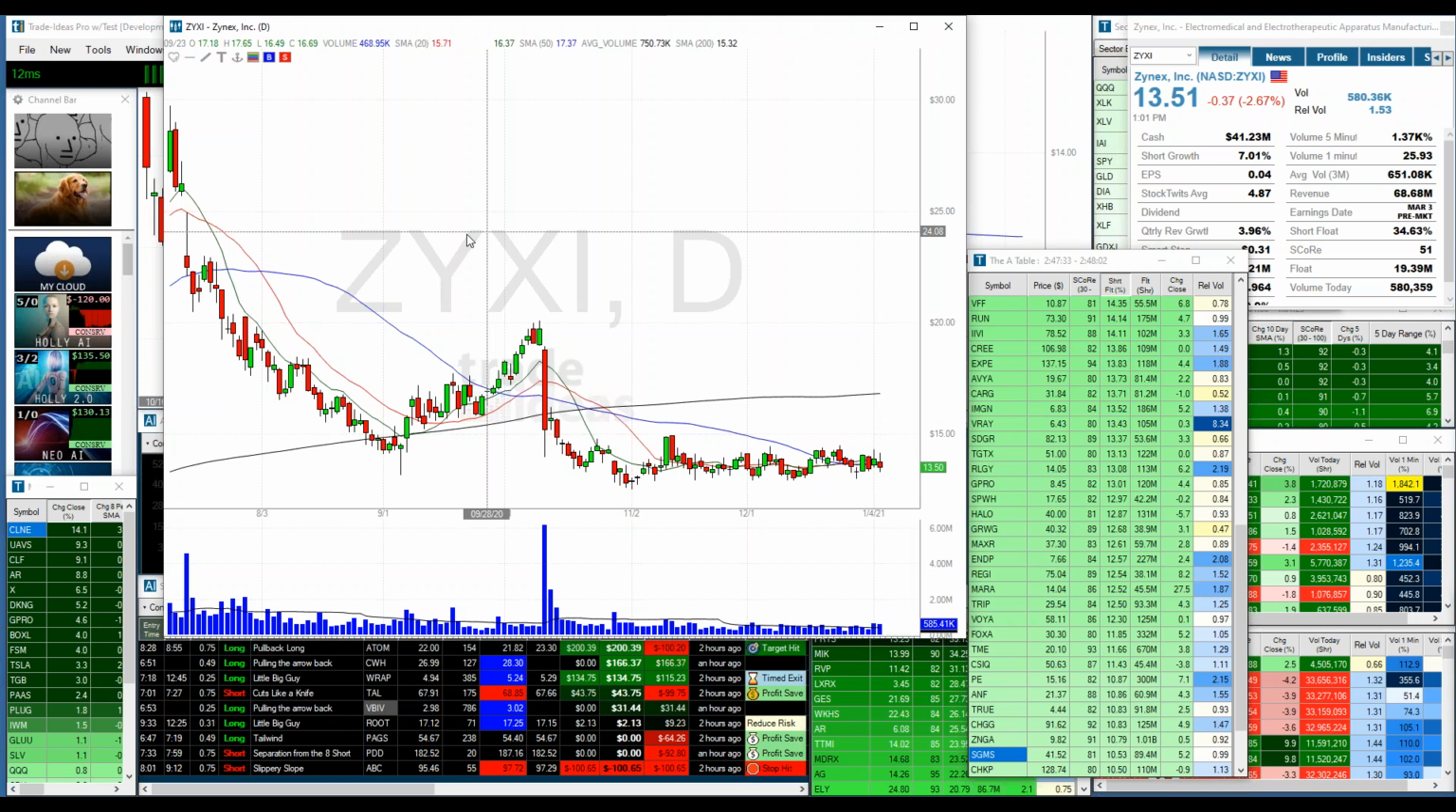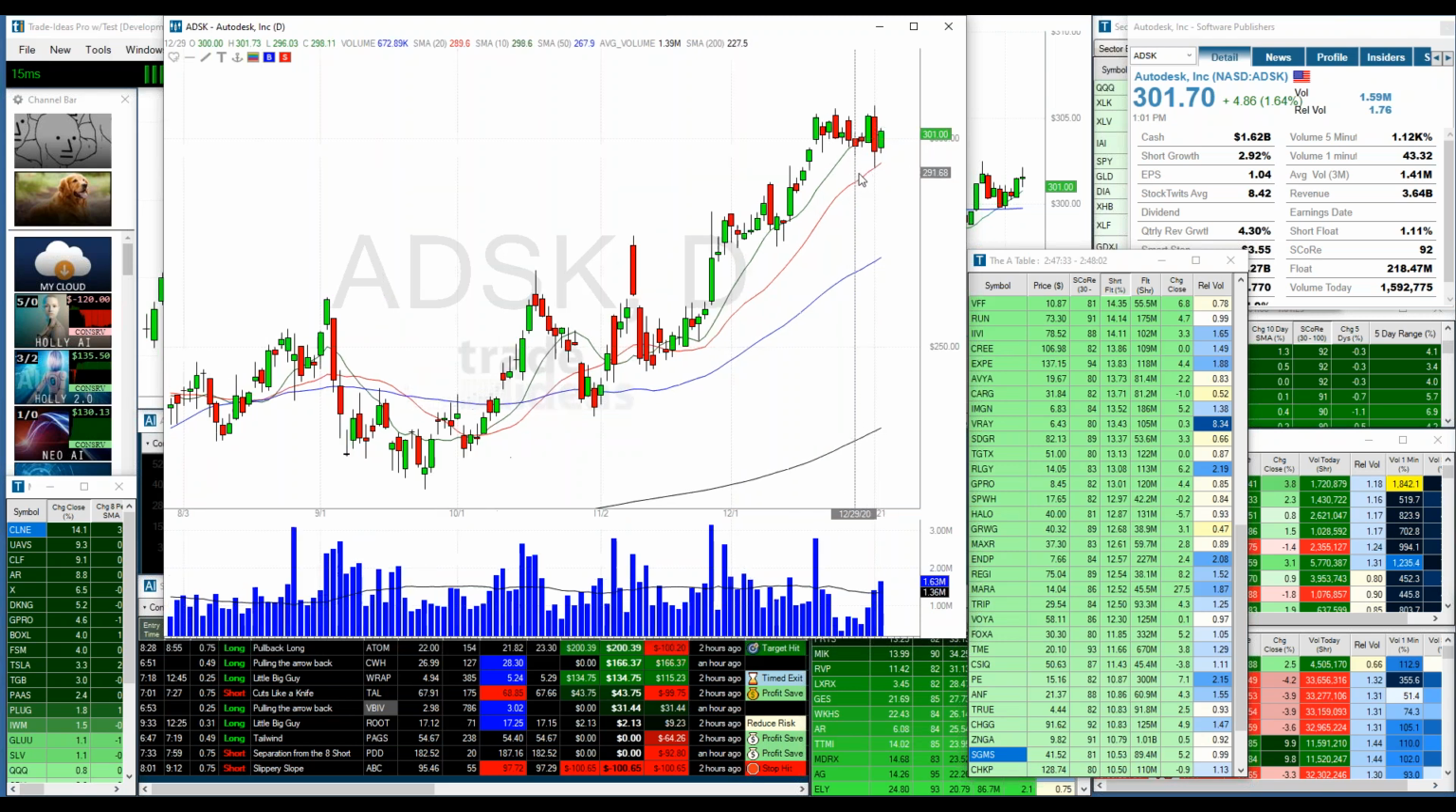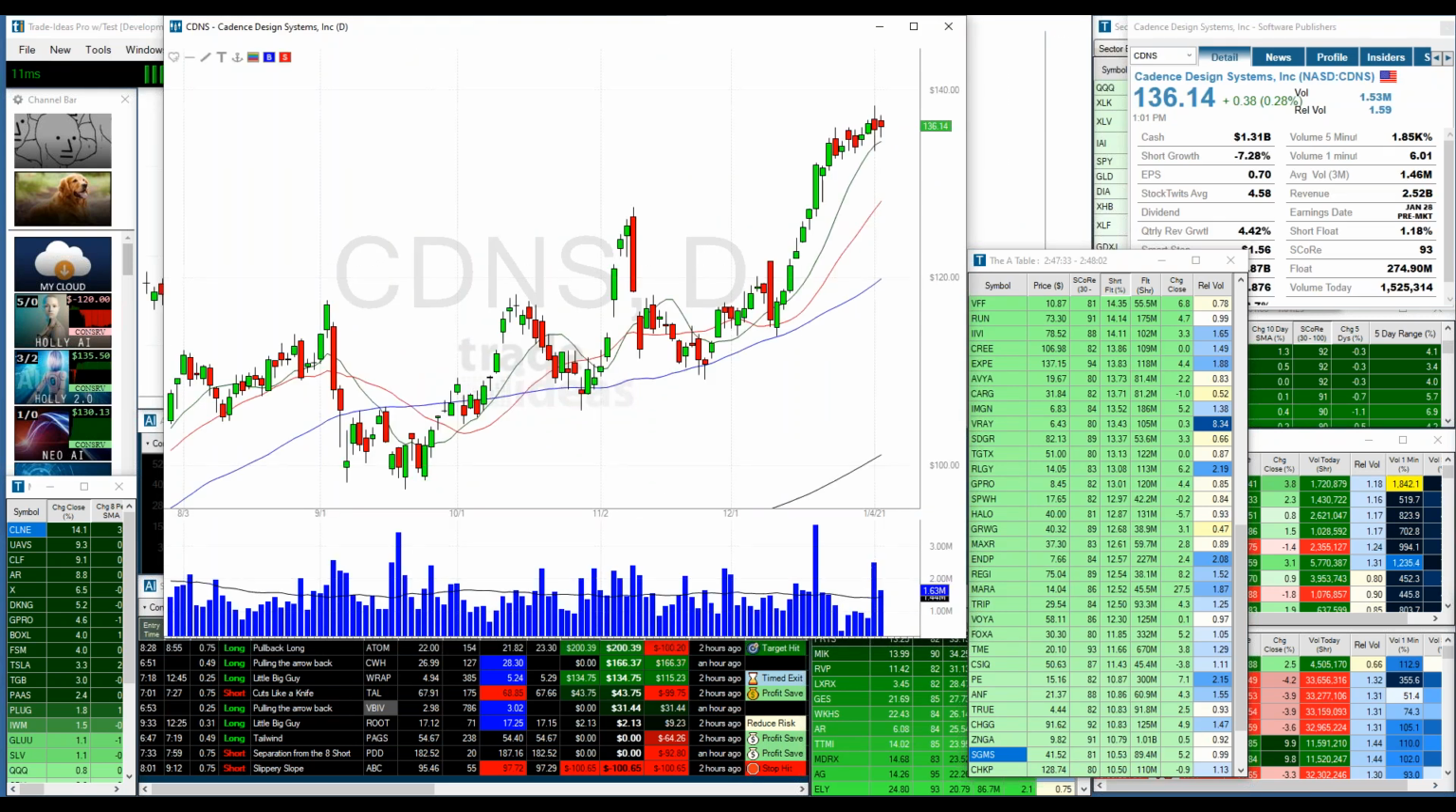What about Autodesk, ADSK? Nice consolidation, nice compression, $300 stock. It's probably looking for a reason to move out of that range for whatever reason. CDNS from the same user. That's still kind of a bullish pattern if you ask me. It's just consolidating, but in a very nice ascending triangle.